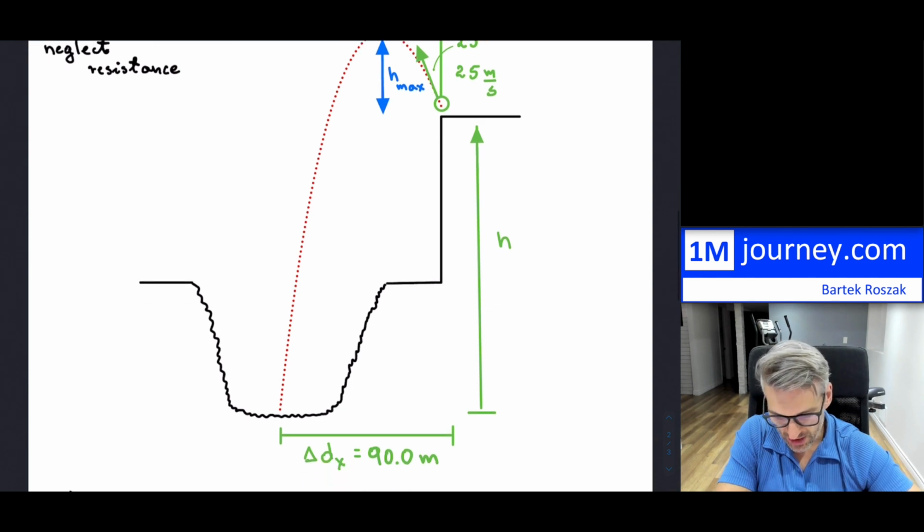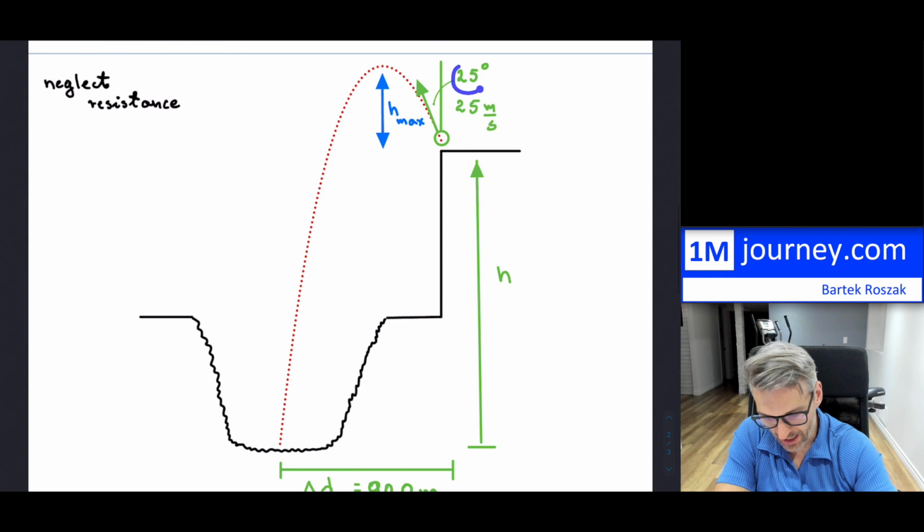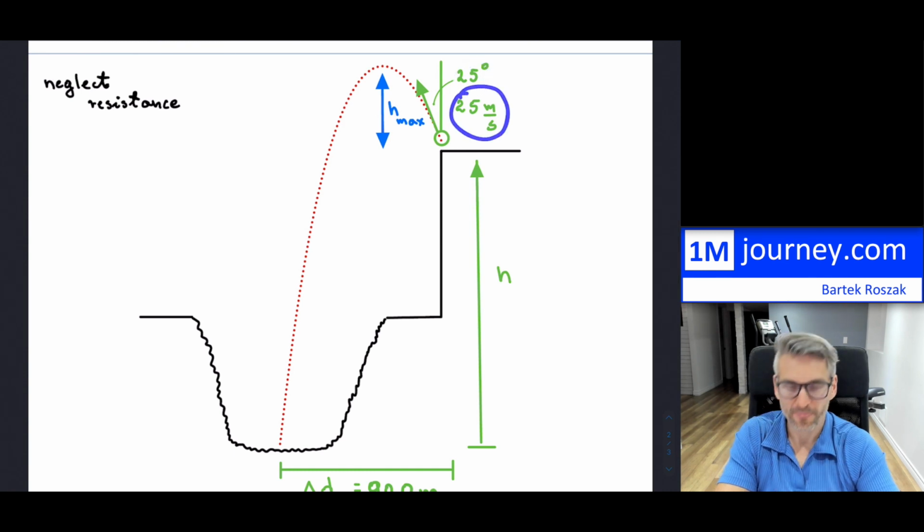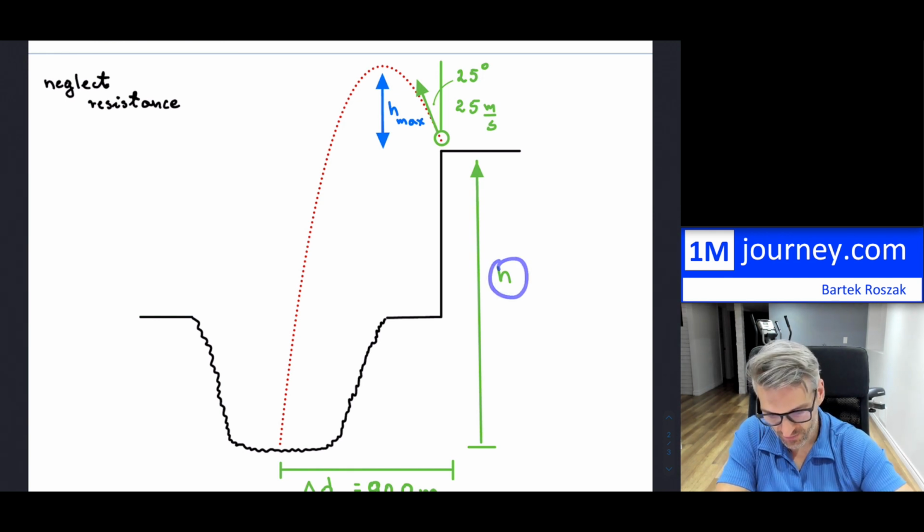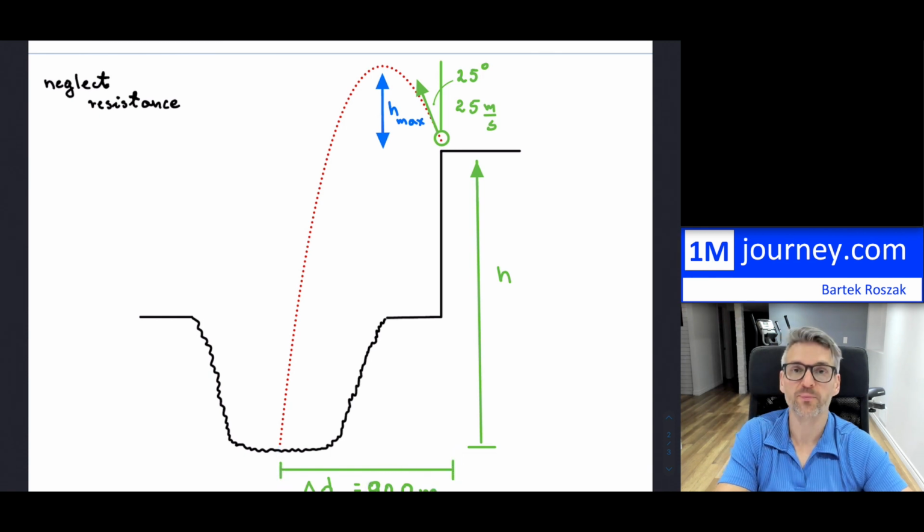Now, notice the information that we have is we know the angle that it's being shot out at. We know the initial speed of that. We don't know what the height here is, but we do know that where it falls, from where it's been shot, is 90 meters away on the horizontal, right? So this is what we have.